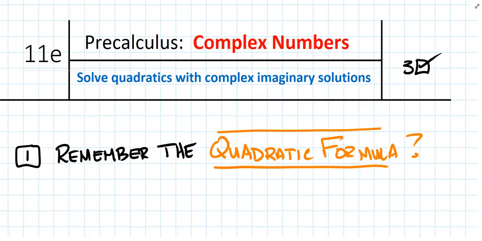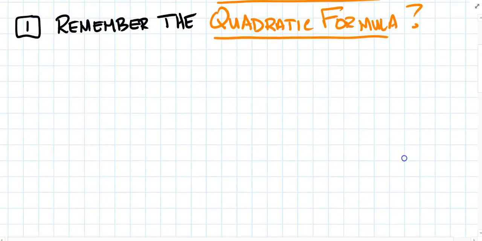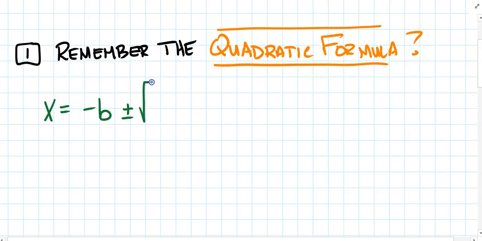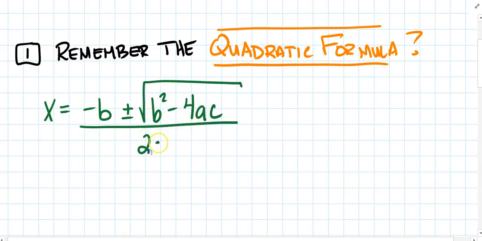Welcome to Precalculus Concept 11E, complex numbers. Today we're going to solve quadratics with complex imaginary solutions, and there are 3 boxes. The first box is all about the quadratic formula, so hopefully you remember what it is. In case you don't, the quadratic formula is: x equals negative b plus or minus the square root of b squared minus 4ac, all divided by 2a.